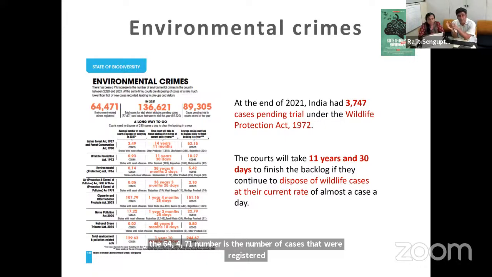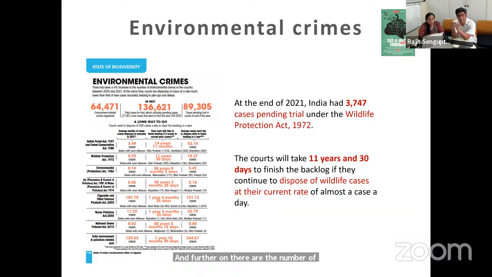And further on, there are the number of cases that were there to be looked at in the entire year. And finally, how many cases? 89,000 cases were pending at the end of the year. So they could not go to trial because of the backlog that exists. 64,000 were added in that year, and more than that was left at the end of the year. 89,000 was left at the end of the year.